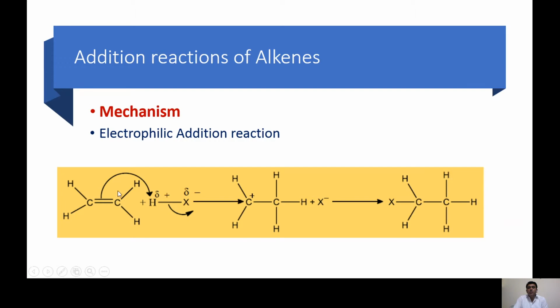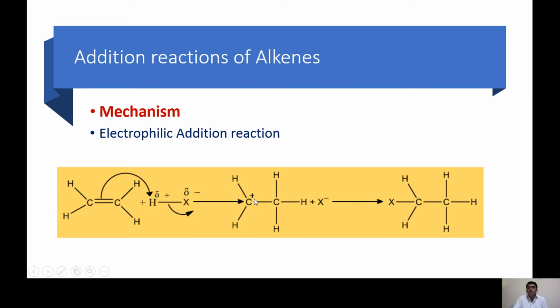These two electrons will add with this hydrogen. So this carbon will be electron deficient, so it will get the positive charge. This is the first step. That's why this is the attack of the alkene on the electrophile. That's why it is called electrophilic addition, because in the first step the electrophile is going to add to the alkene, and next this negative ion will attack on this carbon and we are getting the alkyl halide.